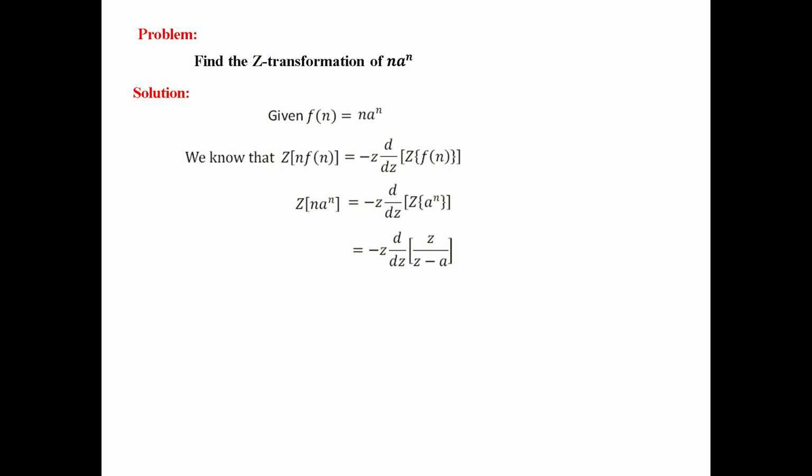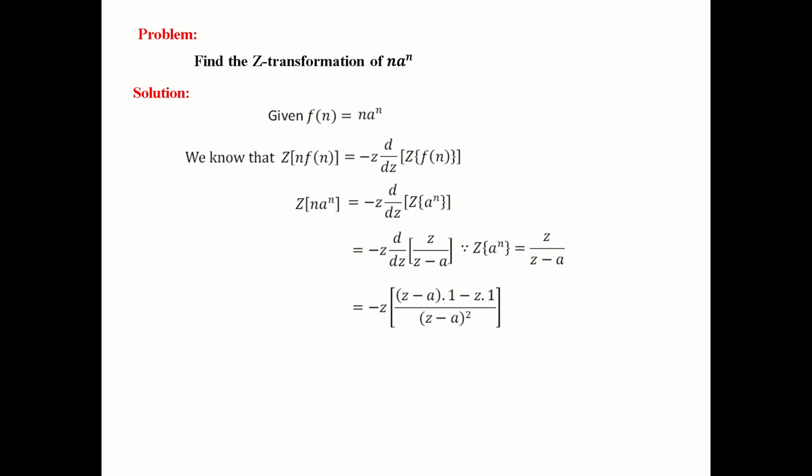So we know z transformation of a power n is equal to z by z minus a. Replacing that, you will get minus z d by dz of z by z minus a, right? So this is equal to minus z. Now we are going to use the formula for the derivative of u by v, which is v squared in denominator, v du minus u dv.